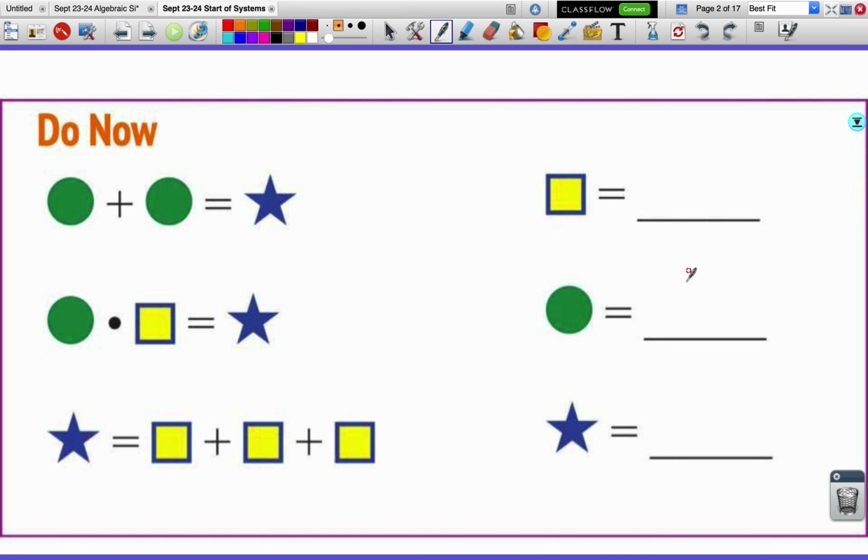All right, the correct answers are square is equal to 2, circle is equal to 3, and star is equal to 6. We can make sure that that works. So 3 plus 3 equals 6. Yep, that checks out. 3 times 2 equals 6. Yep, and 6 is equal to 2 plus 2 plus 2. All right, so there's a lot of different ways to reason through this, but by the end we're going to figure out how to do this algebraically.